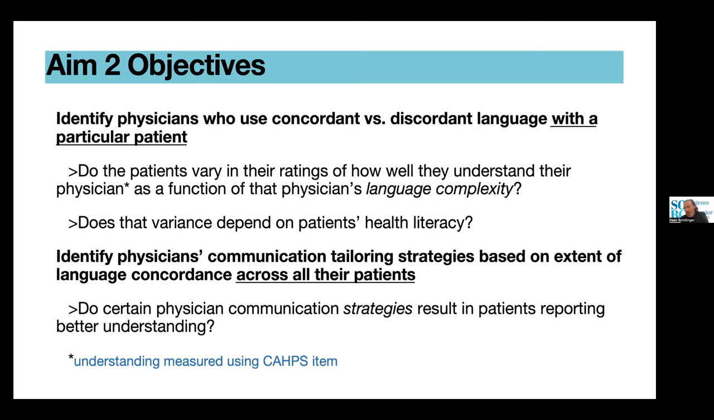A similar process we applied to develop the physician's linguistic complexity measure. So once we had a valid health literacy measure and a valid physician's measure of linguistic complexity, we moved on to aim two, which was to identify if physicians use concordant or discordant language with their patients. So do patients vary in their ratings of how well they understand their physician as a function of that physician's linguistic complexity?